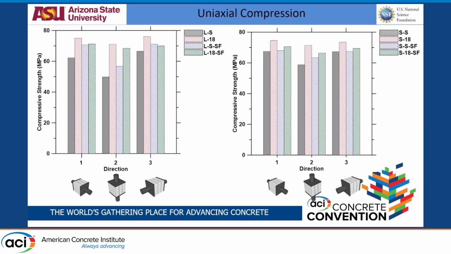When we look at compressive strength, the first is linear staggered versus linear with 18-degree angle, then S staggered and S with 18-degree angle. You don't see much of a difference in directions 1 and 3, but in direction 2 we see a significant increase in compressive strength. So now we get similar strength in direction 2 and we are reducing the anisotropy. This is more advantageous. Maybe the angle system is good.